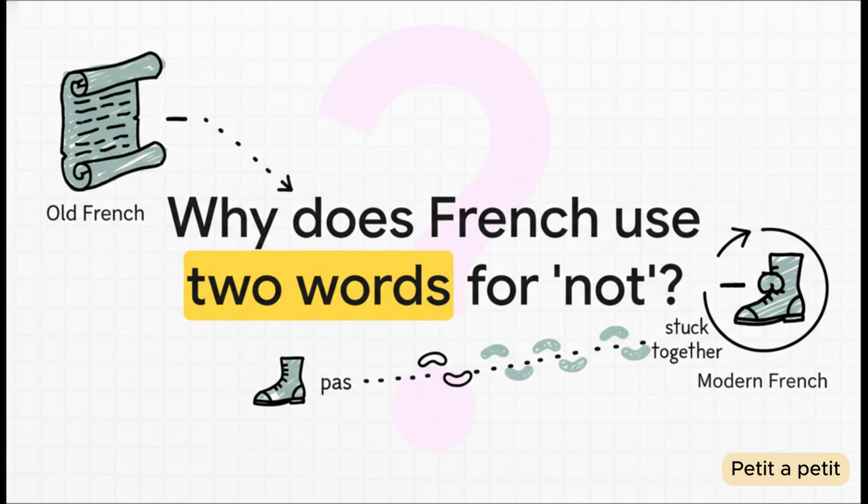All right, so the big question on everyone's mind is always this. Why on earth do you need two words, ne and pas, just to say not? It seems so extra. Well, fun fact, way back in Old French, all you needed was ne. That was it. But you know how people talk, they started adding extra words for emphasis. And one of those words was pas, which literally means a step. So it was like saying, I'm not walking a step.